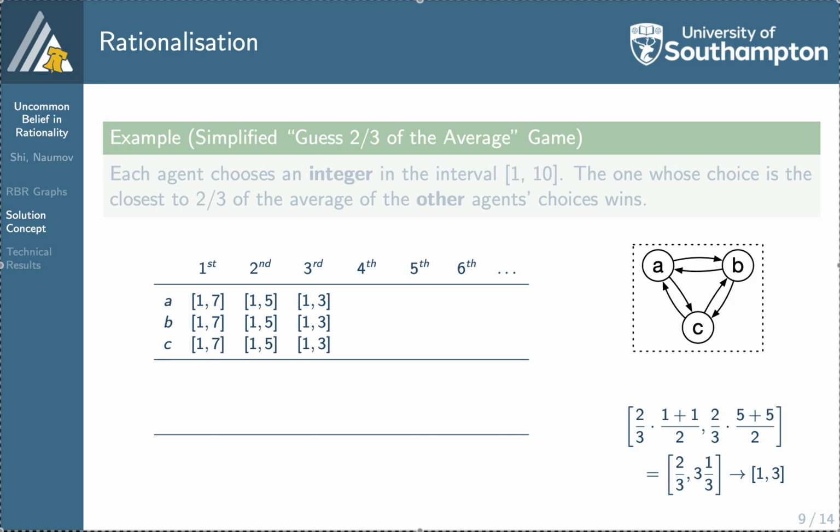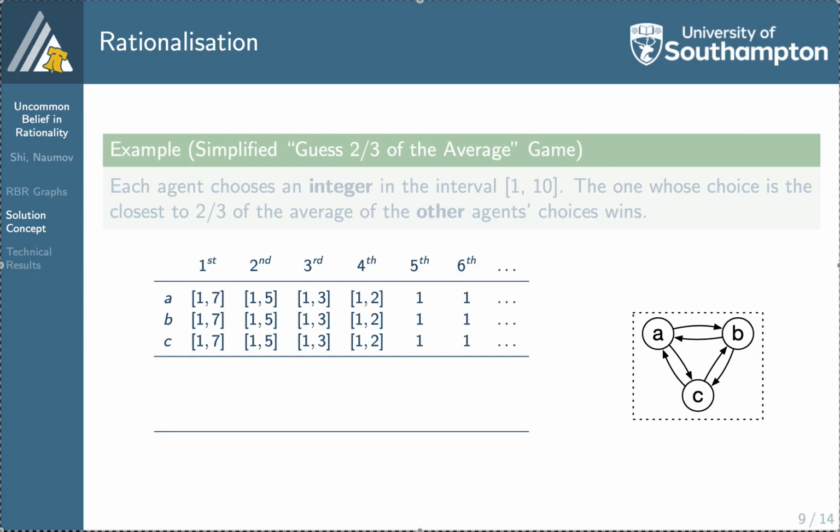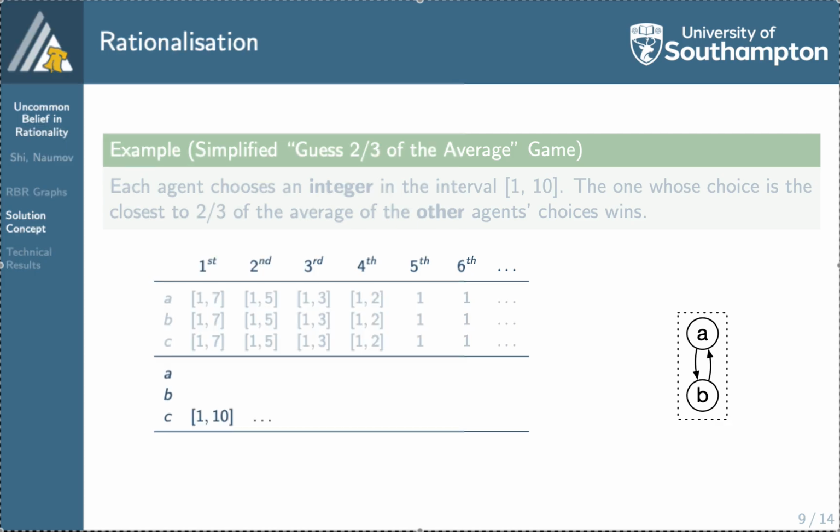Again, because of RCBR, every agent believes that every other agent would choose from 1 to 5. Then they do rationalization once again, and the process goes on and on. Finally, the only rationalizable choice is 1 for each agent. This is standard analysis in epistemic game theory.